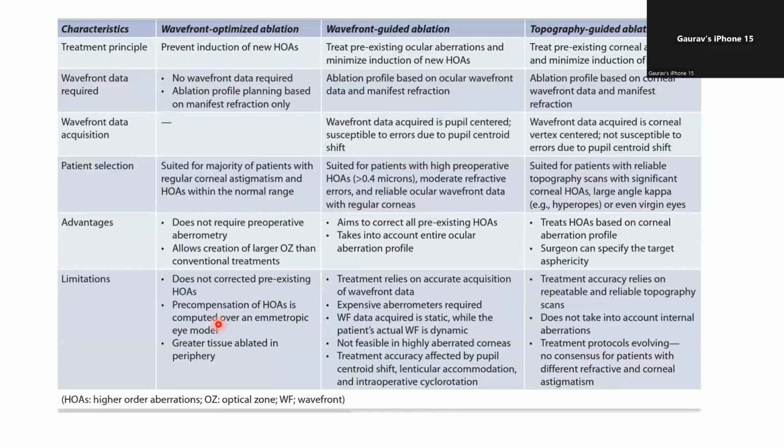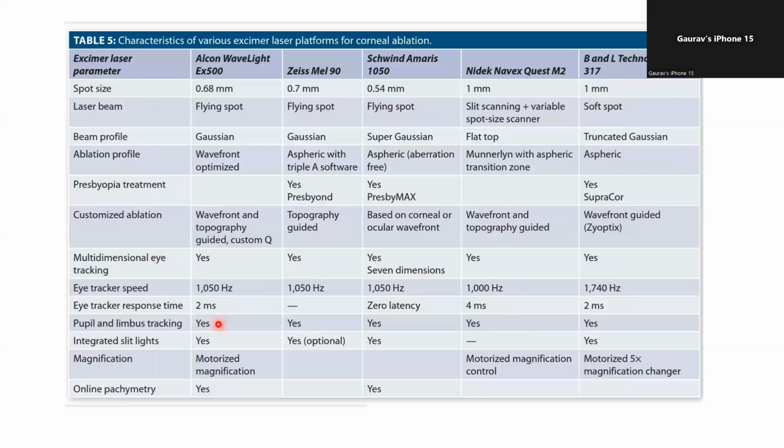So Pranav, which of these machines has dynamic tracking? So dynamic tracking is in Schwind and Alcon Wavelight. And what is it tracking dynamically? It's tracking the movements of the pupil. See, the pupil tracking is dynamic in almost all machines. I mean, all the current machines will have dynamic pupil tracking.